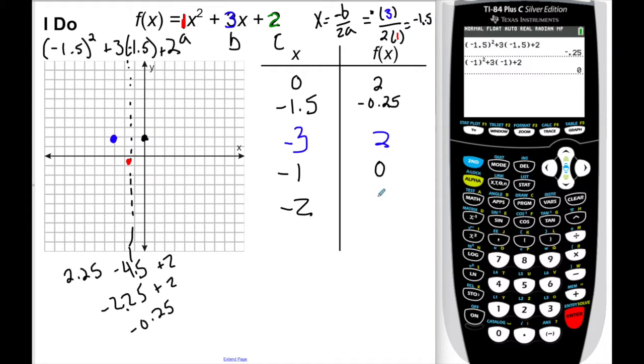So therefore, negative 2 also has to be 0, right? I get negative 1, and then its mirror image also must be on the graph of the function. That's really important. So here's what I'm going to do: I'm now going to connect it to make my parabola. I do the best I can. 5 points should be pretty good. The more you make, obviously, the better.